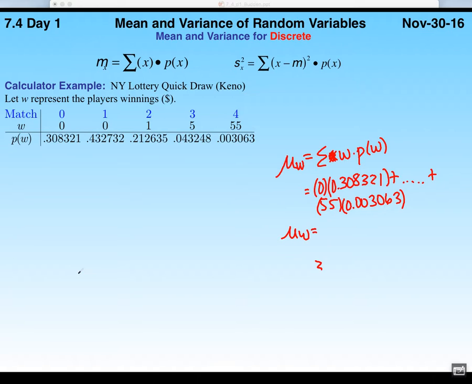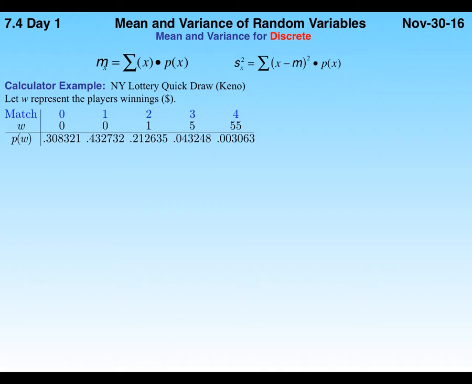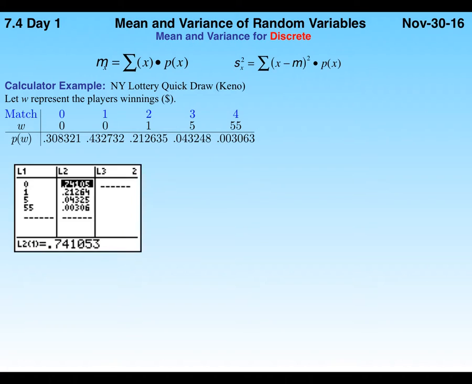And then you're going to go to the calculator. First thing that you want to do in your calculator is put all of the W's in list 1. Now, if all the W's go in list 1, all the probabilities go in list 2. Be careful because these two W's are both 0. So you're going to have to add those two values.